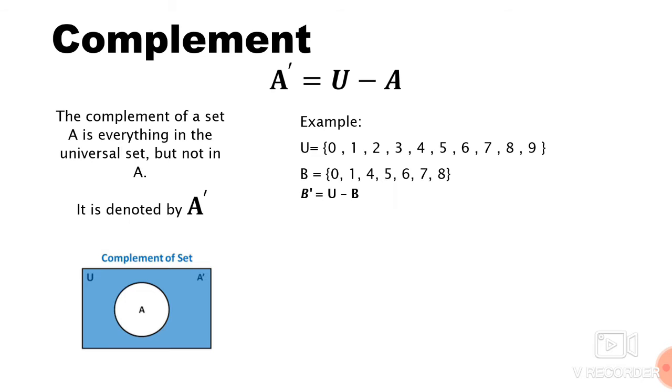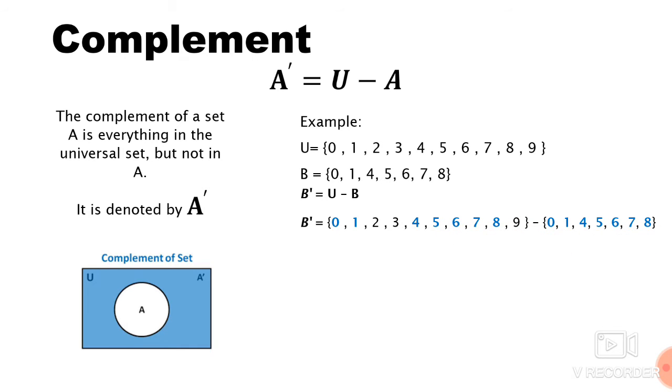Now we are finding B complement. According to the formula, B complement is equal to universal set minus set B. Putting the values, universal set is 0, 1, 2, 3, 4, 5, 6, 7, 8, 9 minus set B, 0, 1, 4, 5, 6, 7, 8. Just cancel out the common elements. 0, 0, it will be cancelled out. 1, 1, 4, 4, 5, 5, 6, 6, 7, 7, 8, 8.